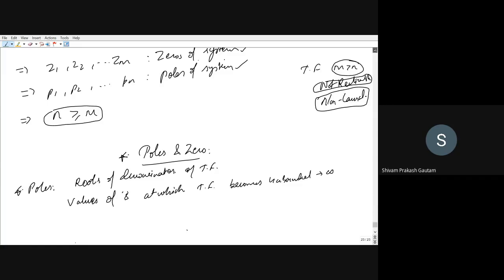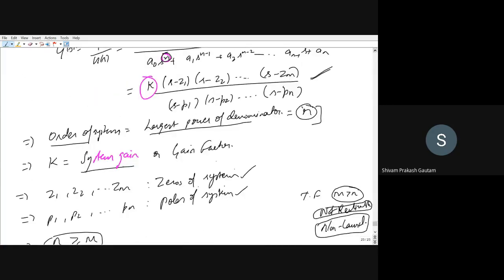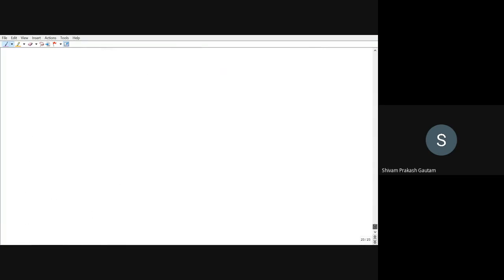For example, here, can anyone tell me what is one pole? Can anyone tell me what is the pole in this case? P1. Yes, P1. If I put s equal to P1 in the denominator, you can see this term will become 0. All the terms are multiplying terms, so the whole transfer function will become infinite, right?